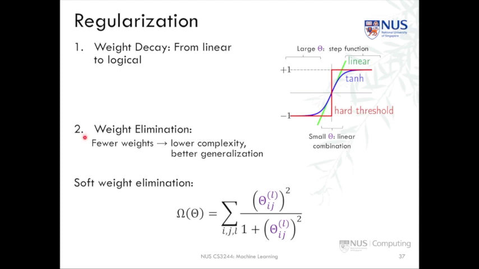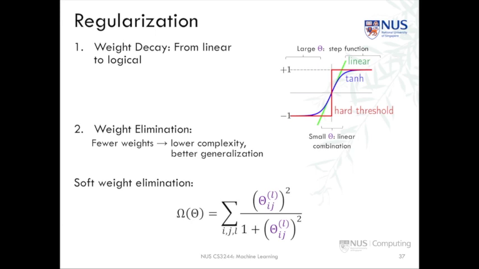Secondly, for weight elimination, there's another way that we can do it. We want to do something like L1 regularization, where we're going to put fewer weights so that we get a lower complexity network out. And we're going to see this later when we get to dropout in the deep learning lecture. So the idea is we want lower complexity so that we can generalize better and not, again, tune to the specifics of the data set.